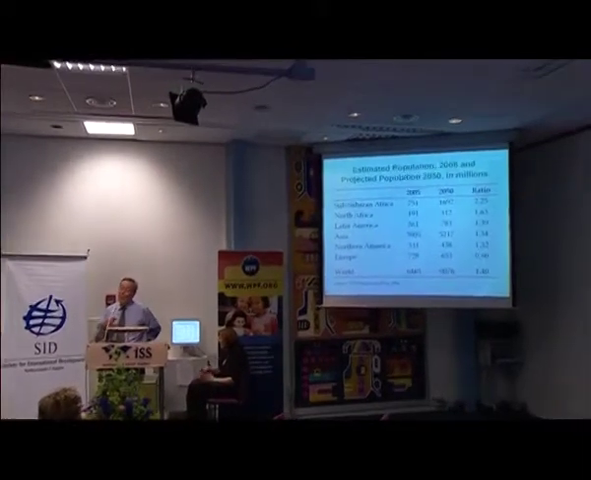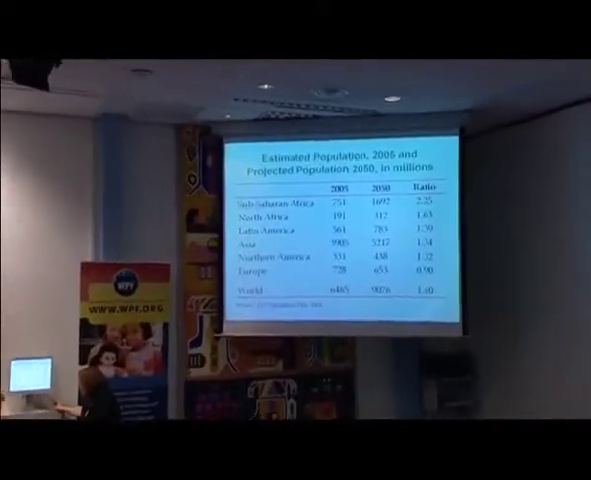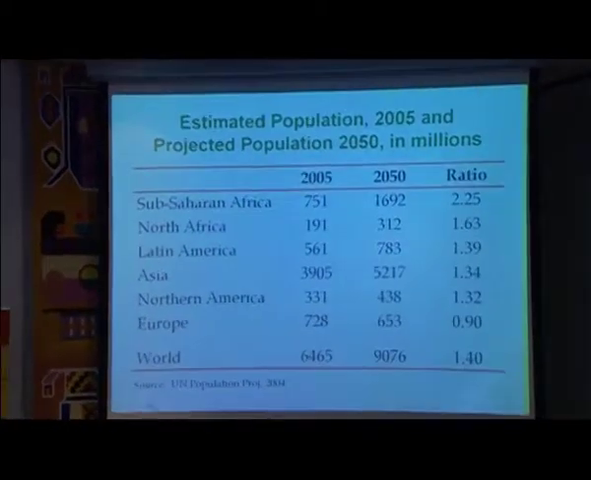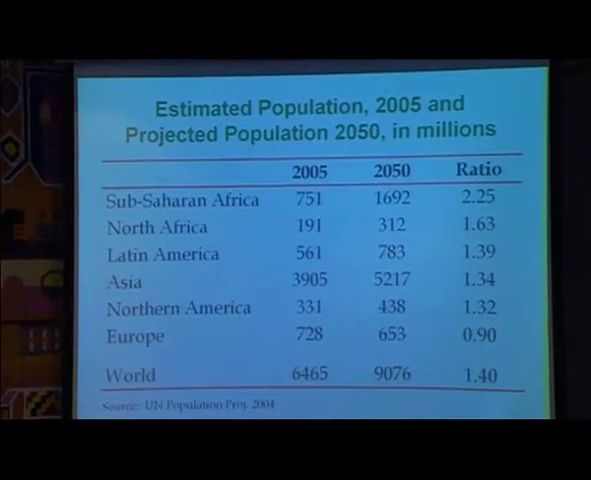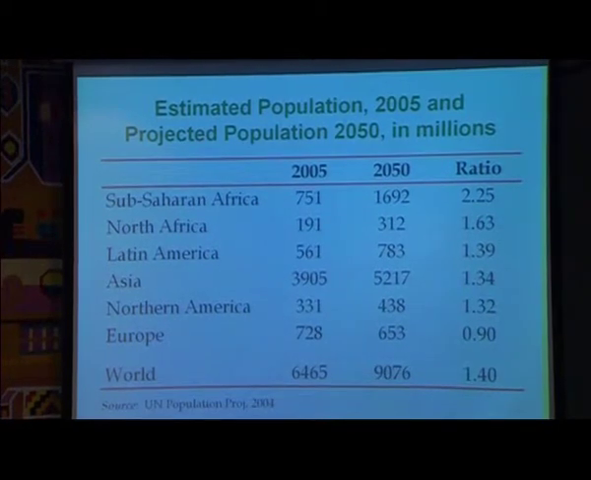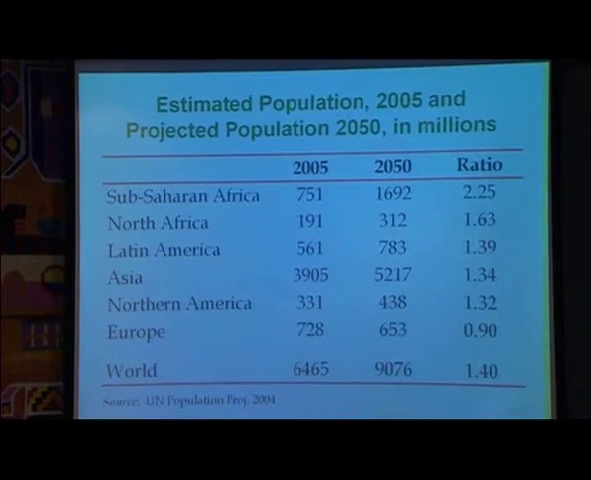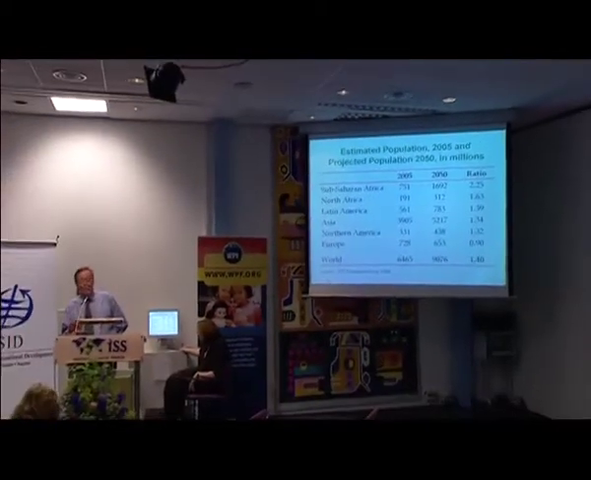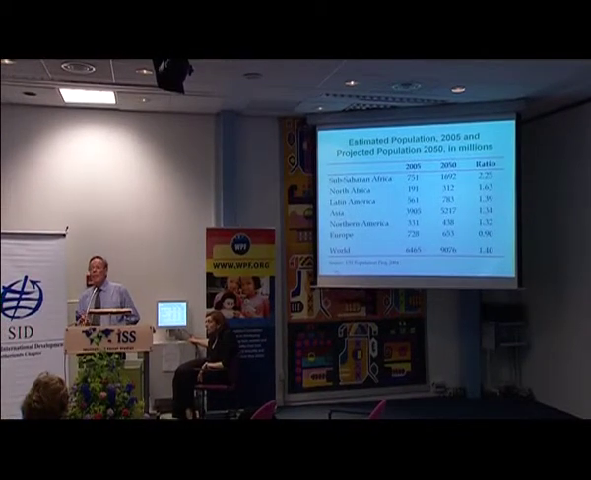This future population increase is by no means even across the major regions of the world. Here we have, for those major regions, population in 2005, projected population in mid-century, and the ratio of the mid-century projected population to current population. We start from the bottom. You'll see the world as a whole is projected to increase by 40%, a ratio of 1.40.